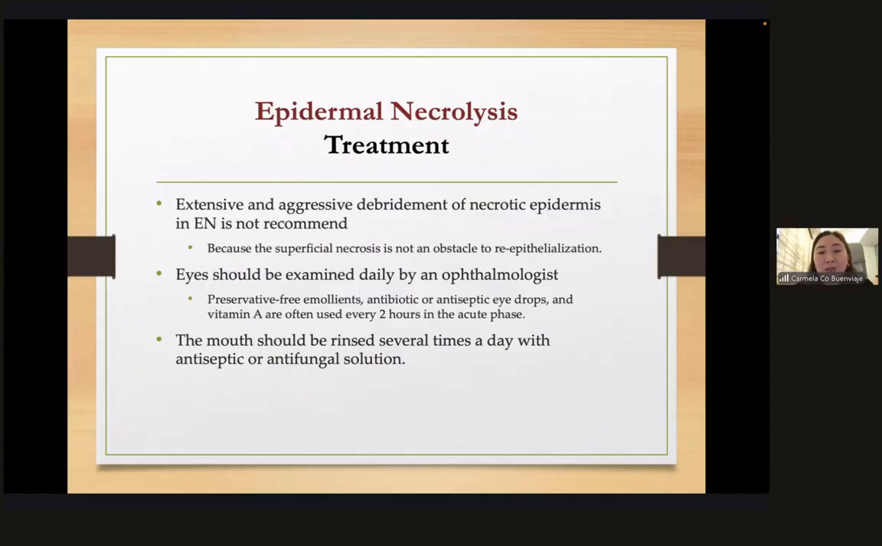Eyes should be examined daily by an ophthalmologist, and usually the ophthalmologist would give preservative-free emollients or eye drops, antibiotic or antiseptic eye drops if needed, and vitamin A is often used every 2 hours in the acute phase. The mouth should be rinsed several times a day with antiseptic or antifungal solution. And to be sure, we have to co-manage these patients with an ophthalmologist and an ENT specialist.